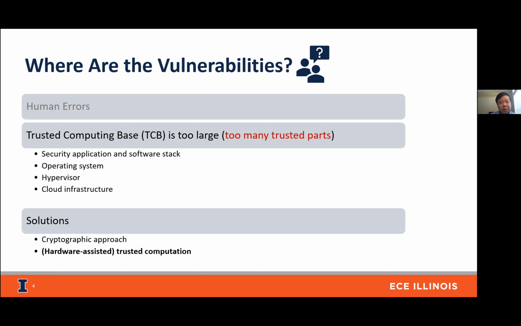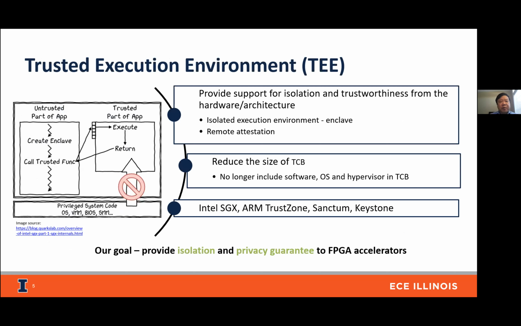So what are the solutions? Here I just listed two of them. There are more, such as the cryptographic approach and even hardware-assisted trusted computation. For example, I will talk about the root of trust established using the FPGA chip itself. Because it's a piece of hardware, it's relatively harder for attackers to hack into. We are familiar with this term called TEE, right?